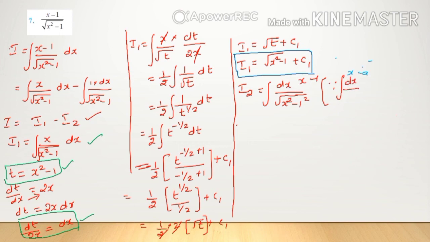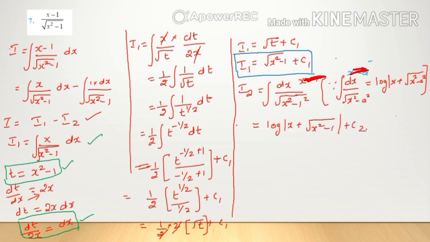So this resembles the formula: integral dx divided by square root of x square minus a square is equal to log modulus x plus square root of x square minus a square. So in the place of x I am having x itself, in the place of a I am having 1. So log mod x plus square root of x square minus 1 plus c2. So we are having the value of I2. Okay, I am highlighting it.